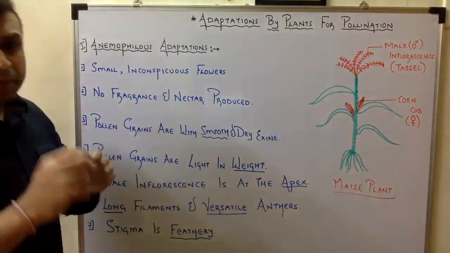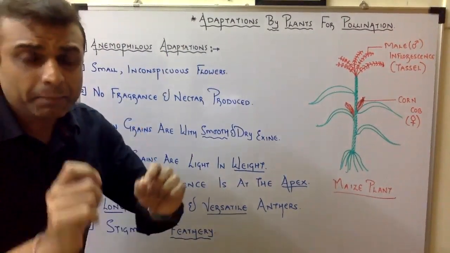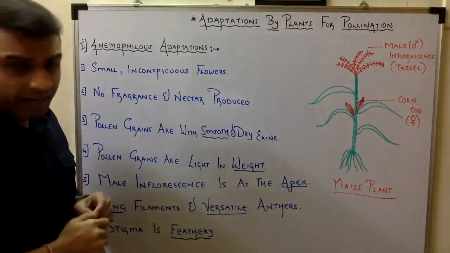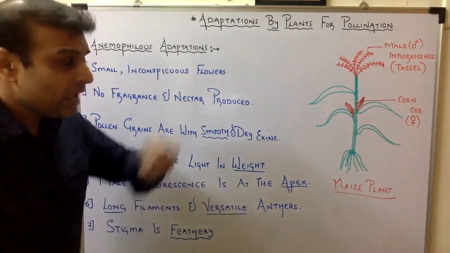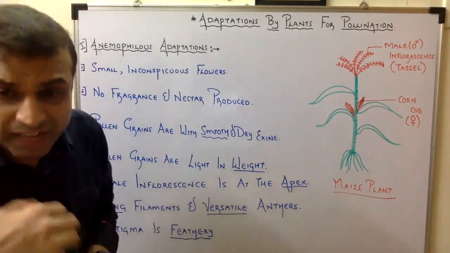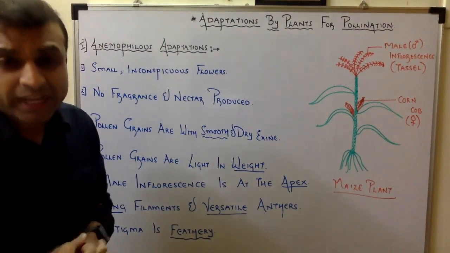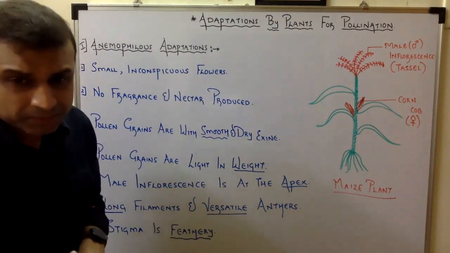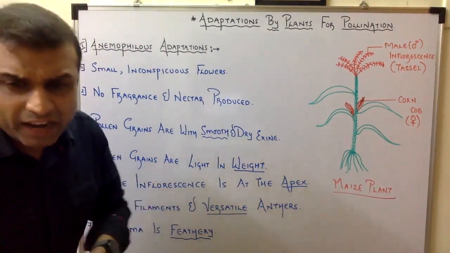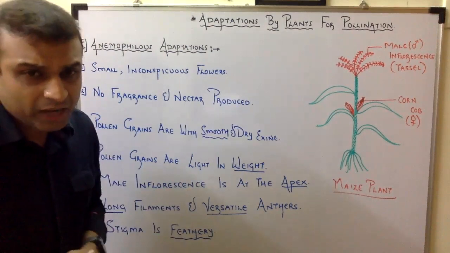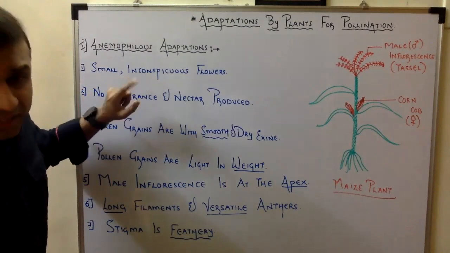Now the first important point is, whenever the plant is pollinated with the help of wind, we have discovered that the flowers are very, very small. I repeat, the flowers are very, very small and they are inconspicuous. When I use the word inconspicuous, inconspicuous ka matlab hai not attractive. That means they don't have normally bright colorations. They are colorless or white in color, but they don't have bright colors like blue, red, yellow, etc. So the flowers are small and they are inconspicuous in nature.